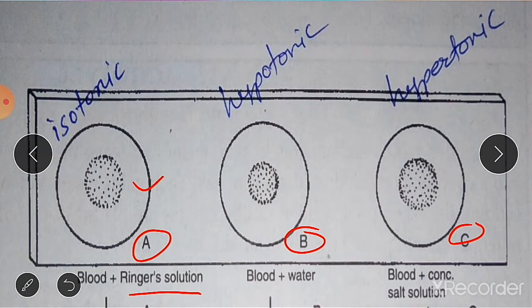Here you have to add Ringer solution. Then to drop B you add a drop of water, and to drop C you add a drop of concentrated salt solution. So here you can see this is the isotonic solution, this is hypotonic solution and this is hypertonic solution. Now observe the blood drops under the light microscope.